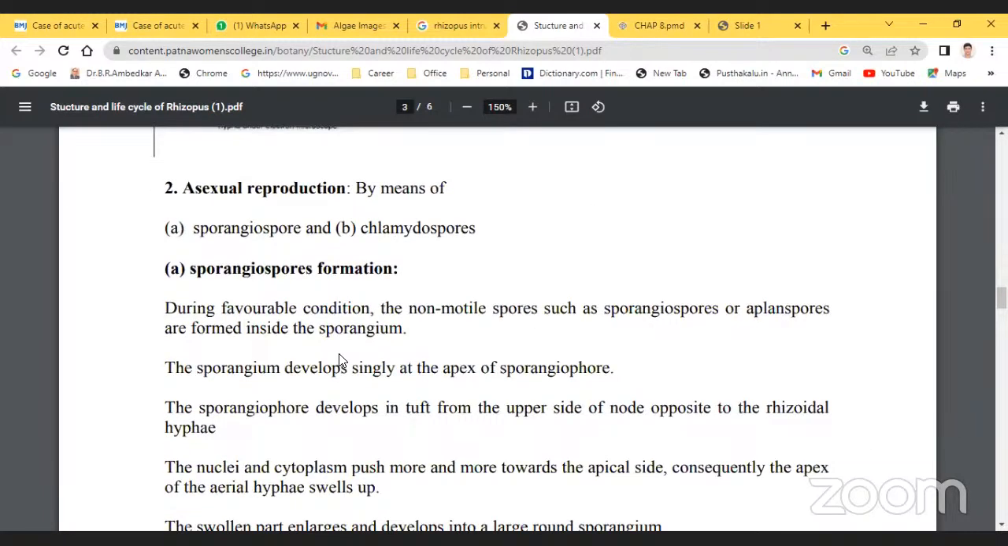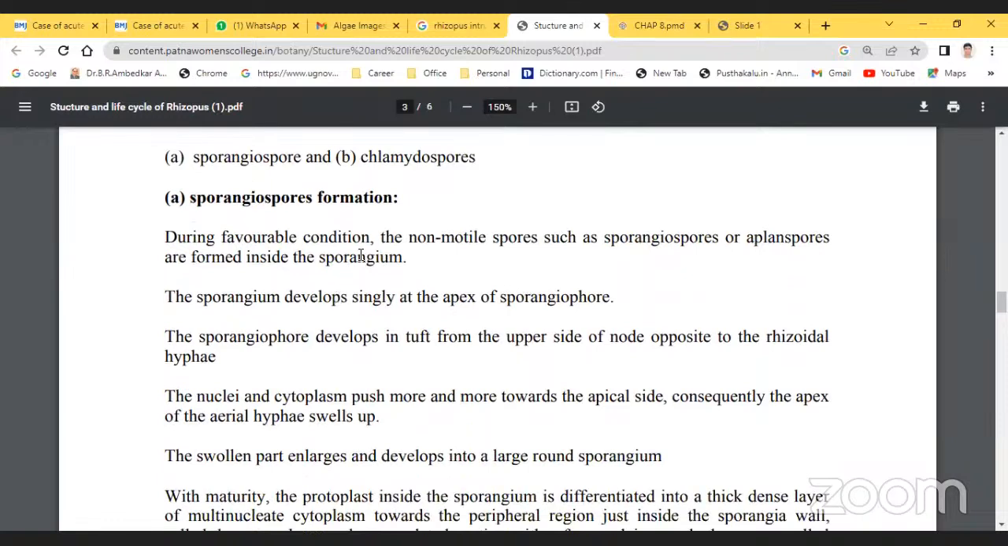Here is the asexual reproduction: sporangiophore and chlamydospores. How does the sporangiospore formation occur during favorable conditions? The asexual reproduction takes place by sporangiospores formed inside the sporangia. In favorable conditions, non-motile spores such as sporangiospores or aplanospores are formed inside the sporangium. Do you know the difference between sporangium, sporangiophore, and sporangiospores? We already discussed this in the previous class. These sporangiospores are also called aplanospores.